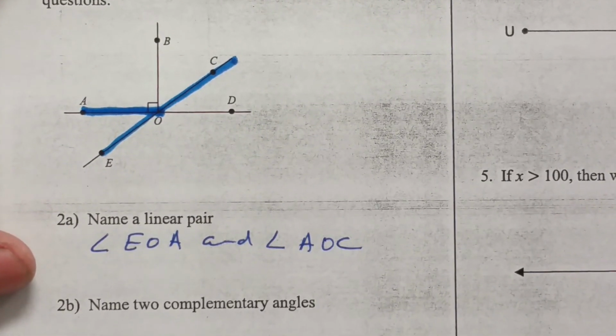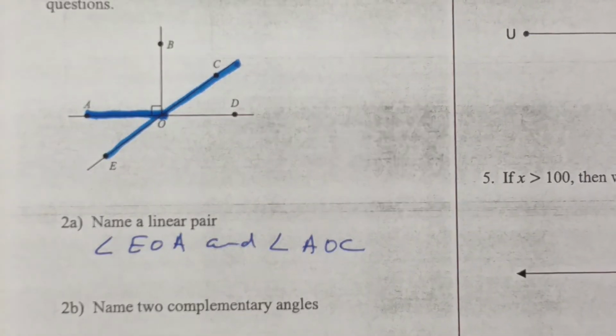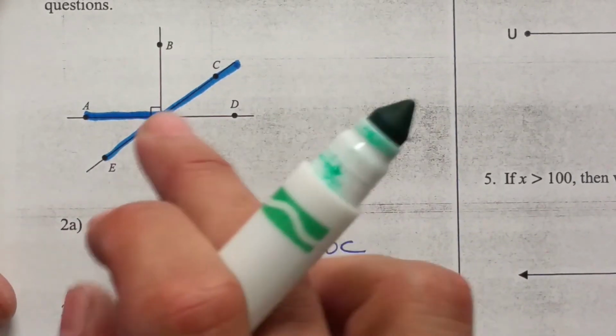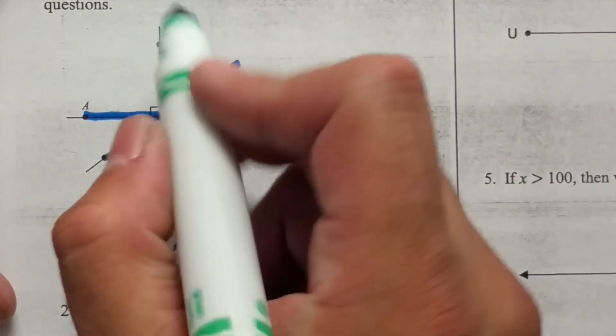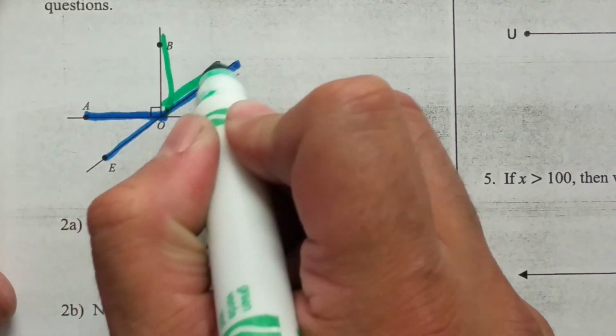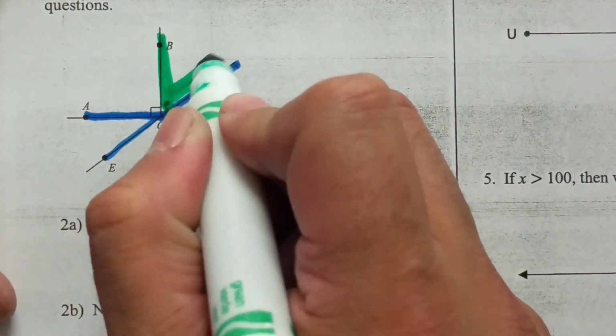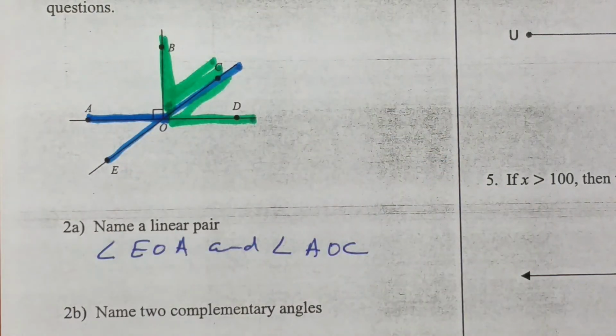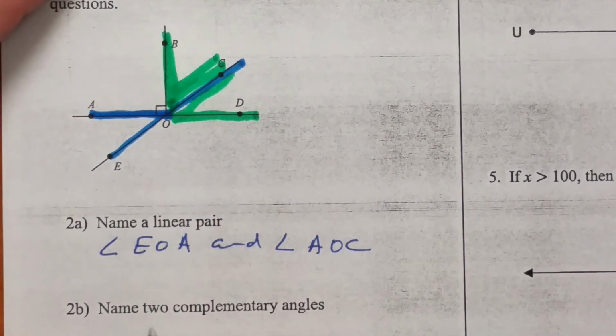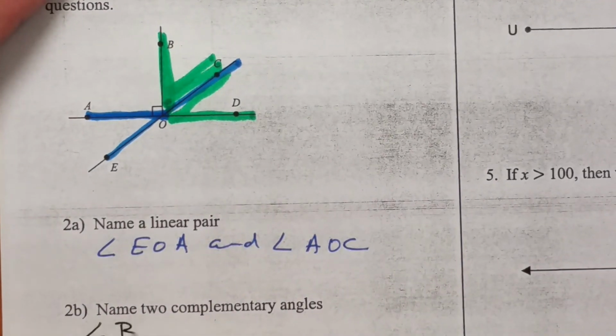Okay, now the next question, 2B, is down here, but I'm going to leave it up here so we can see the diagram. Name two complementary angles. Complementary angles add up to 90 degrees. If you notice, I have 90 degrees on this side. AD is a straight line, so I need to have ABC and COD. Together those two will make a right angle. So I have angle BOC and angle COD.